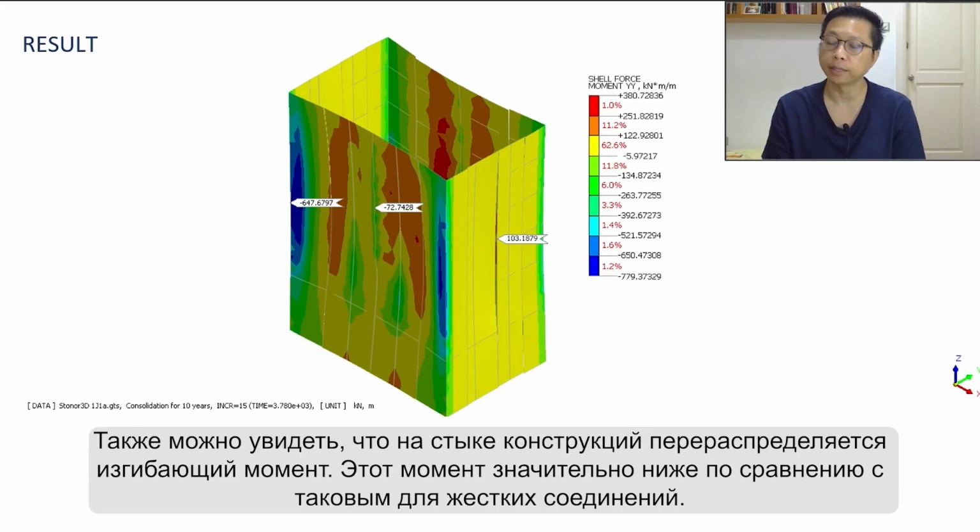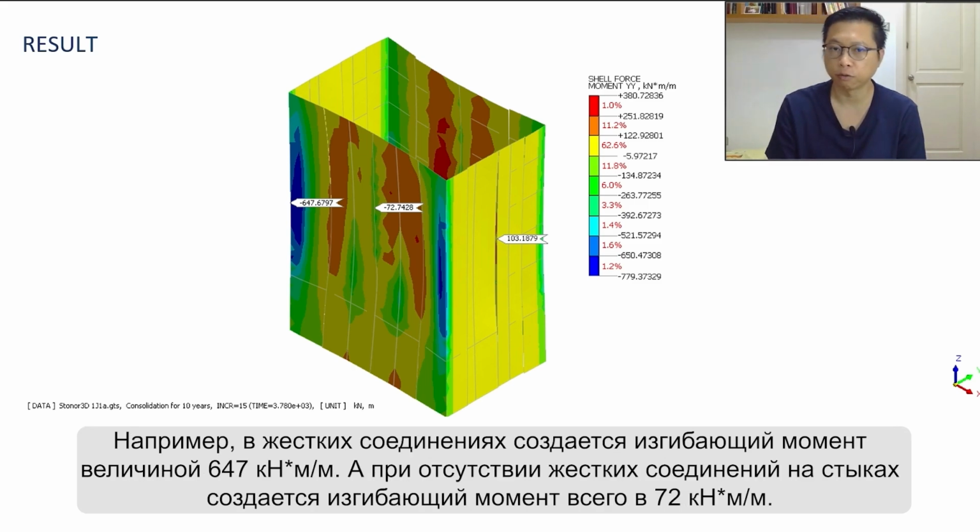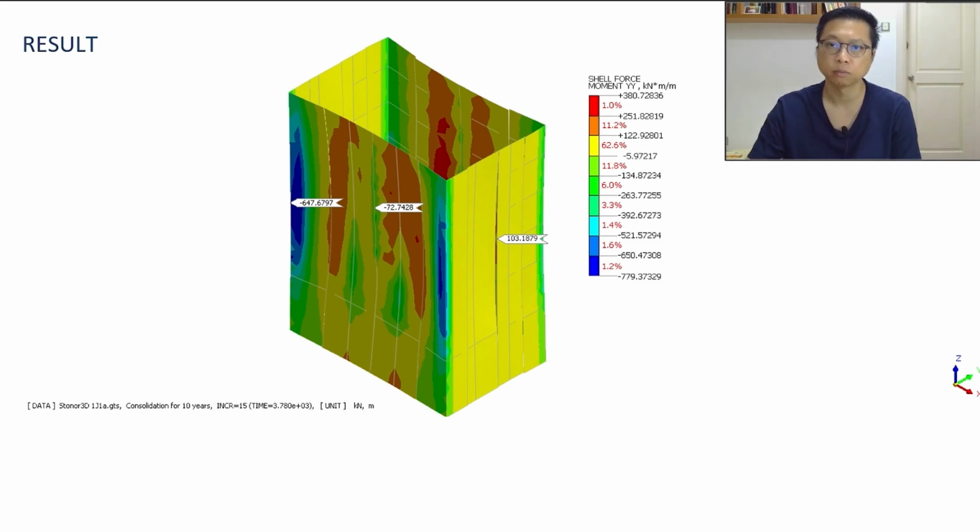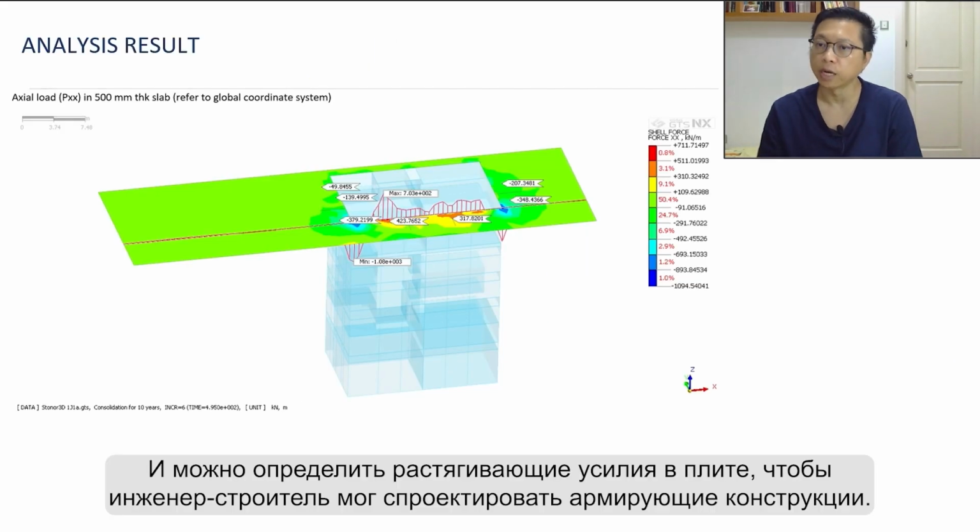You also can see that the bending moment is redistributed at construction joint. The moment is much lower as compared to the rigid connections. For example, in rigid connections, you can see 647 kN·m/m of bending moment is developed. At joint, only 72 kN·m/m of moment is generated. And you can output the tensile force in the slab for the structural engineer to design for reinforcement.